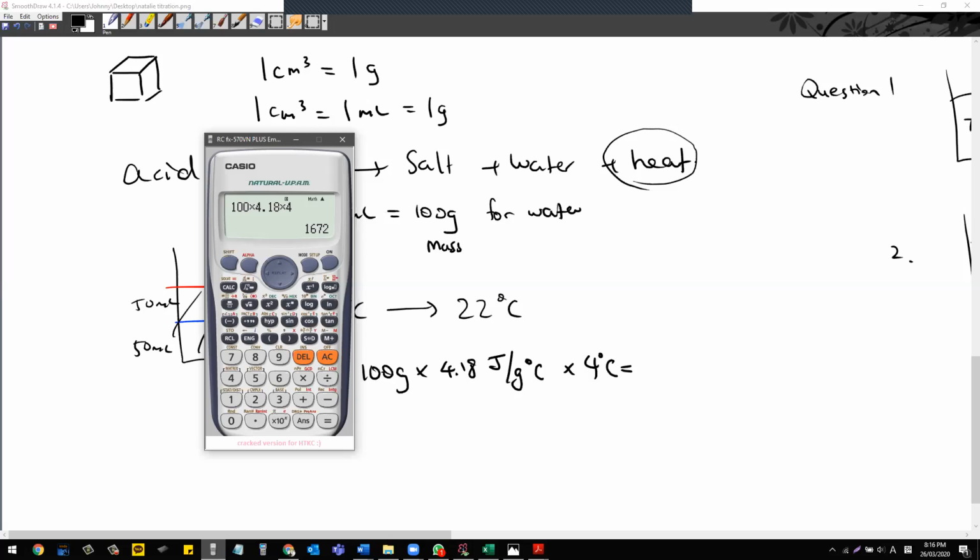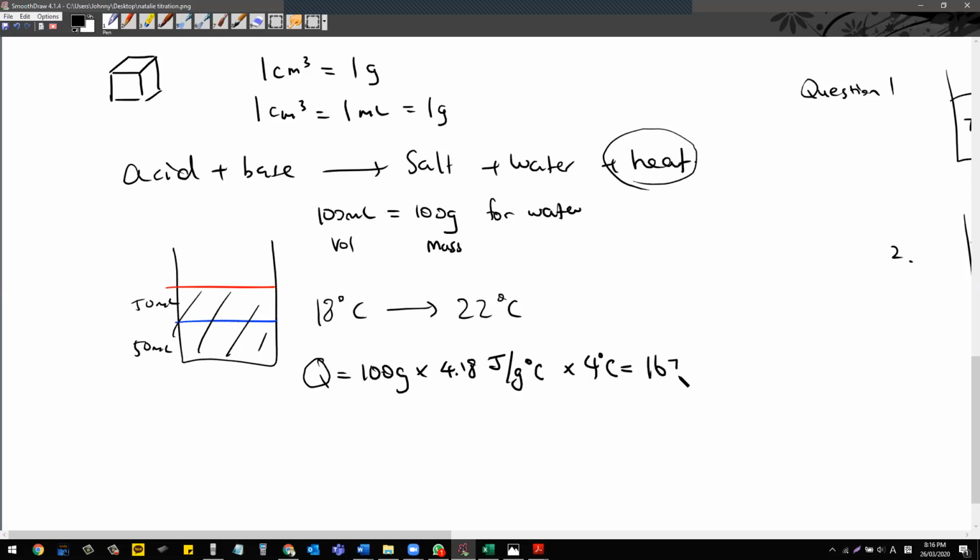So that gives you 1,672. Is that in joules or kilojoules? In joules, that's right. Now let's suppose that this many joules came out from, let's say in this case you have 3 mole. Then what we can do is Q divided by n. That'll give you the delta H.